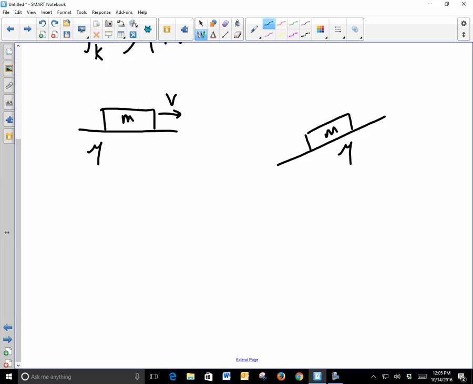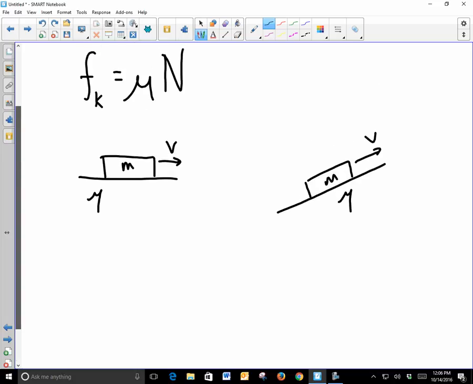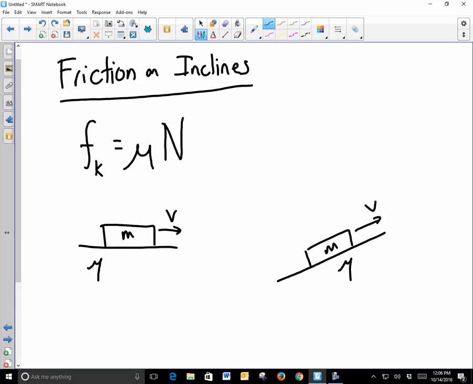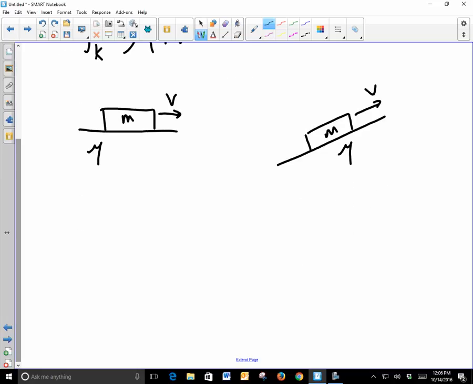Let's say they're both moving at constant velocity. Suppose that they're both moving at a constant velocity. Focused on just the friction, who is experiencing more kinetic friction? Why?